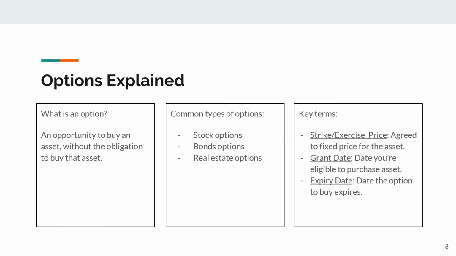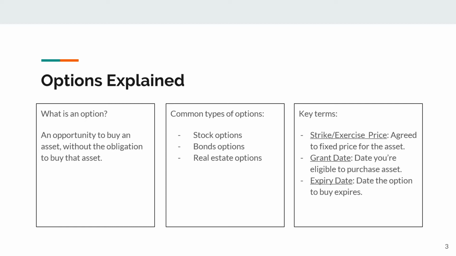There are also a few key terms that relate to options that everyone should be familiar with. The first is the strike price, also known as the exercise price. It is the agreed to fixed price for the asset. So should that asset be sold, or should you choose to exercise your option to purchase an asset, the amount that it would be purchased for is the strike price. There's the grant date, and that is the date you're eligible to purchase the asset, and the expiry date, the date the option to buy expires.